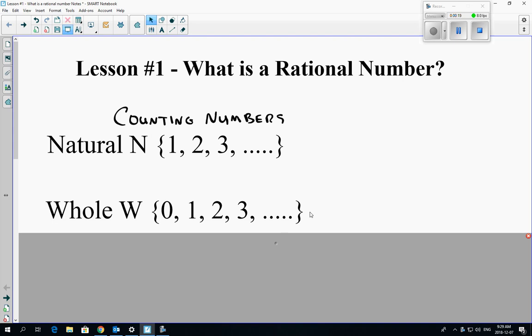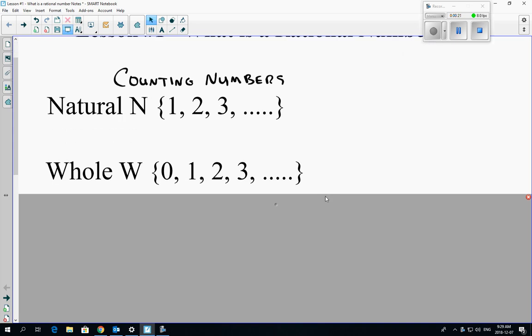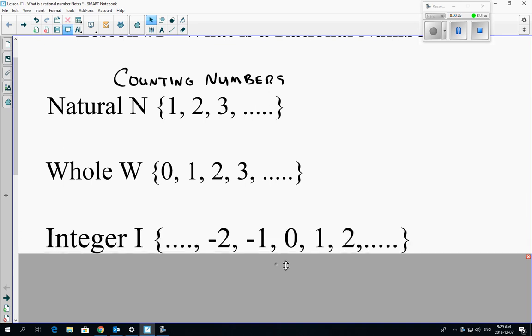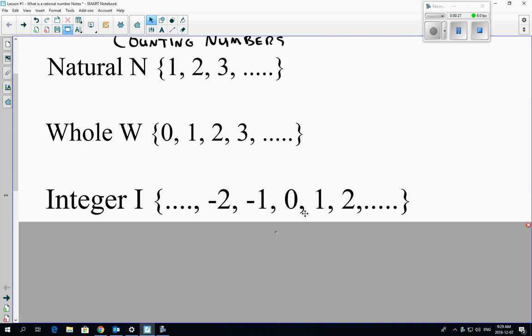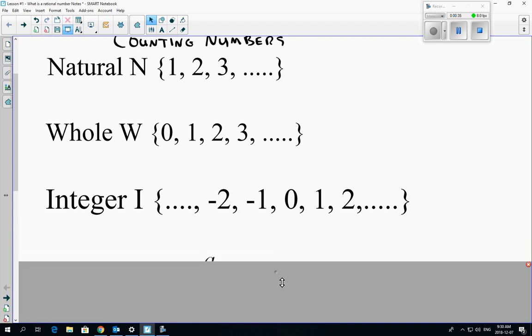Whole numbers, what we basically do is we add in the extra zero because we need that in math. So then we move on to integers. Integers handle all the positives and negatives, so the dot, dot, dot on the left applies to the negative infinity, and the dot, dot, dot on the right goes to positive infinity.